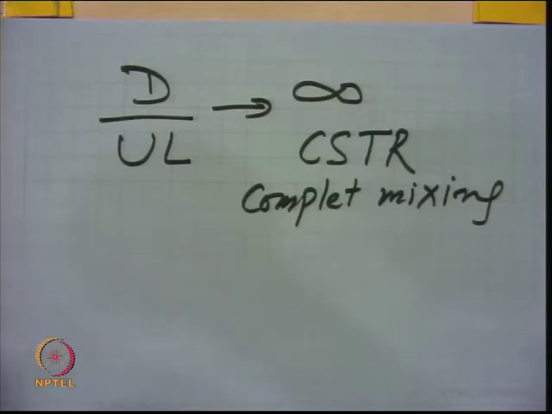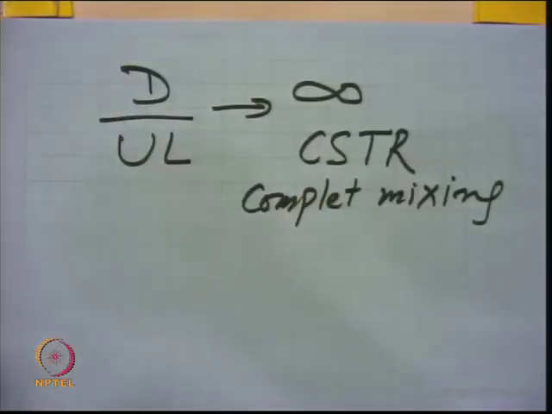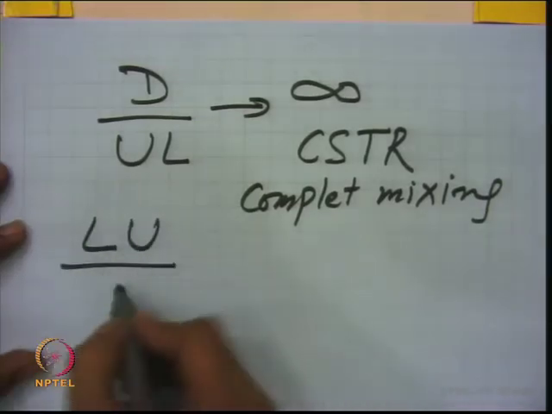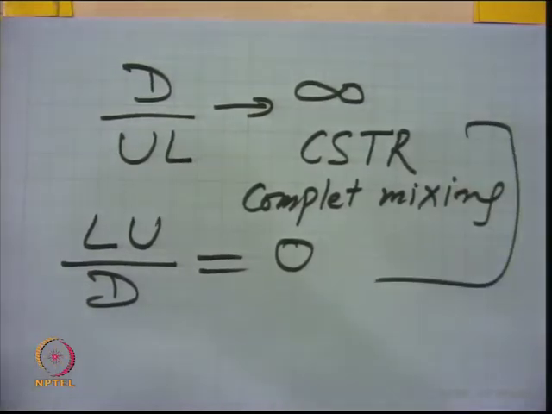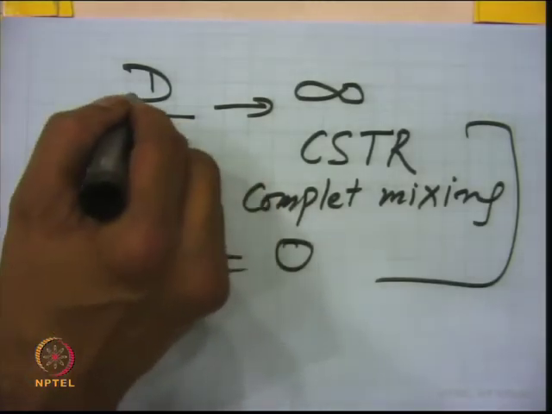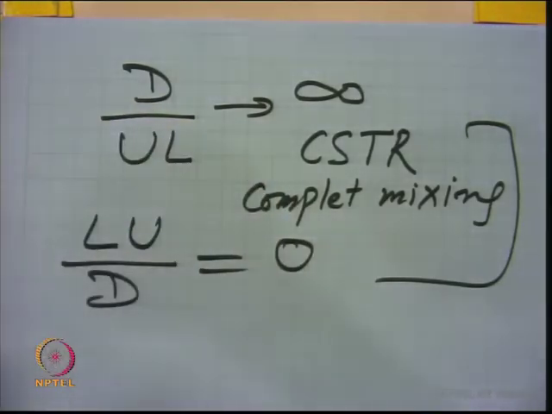So, for an ideal plug flow reactor, this should be low, right. If you have an ideal plug flow reactor, then D upon UL should be low, or in other words, L upon UD, which is your Peclet number, Lu upon D, should be high. So, the Peclet number should be high. For a CSTR, this number is 0, right, Peclet number is 0, and if you look at a plug flow reactor, then this should be high. How can you maintain this high?